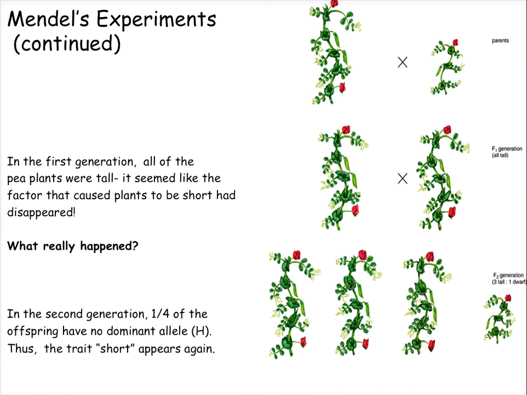Okay, so here we are. Let's see if we can now explain why Mendel made these observations with the pea plants, where the first generation of offspring were all one type, but the second generation occurred in a 3-to-1 ratio.